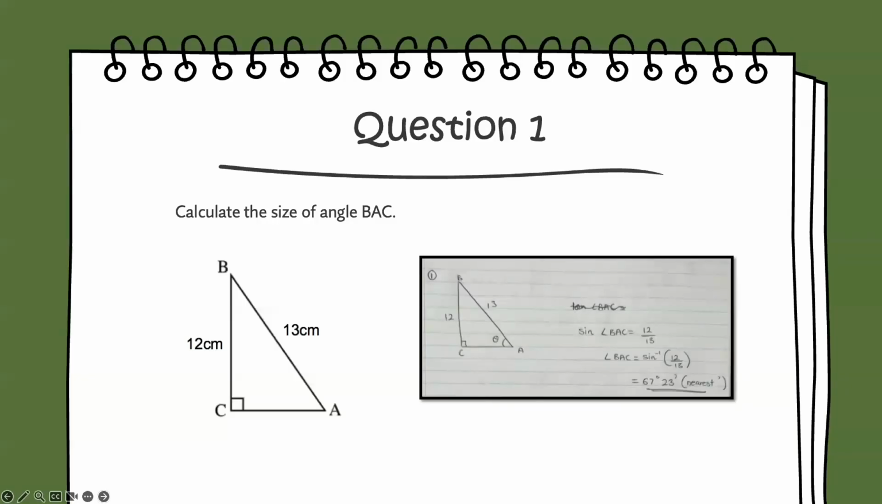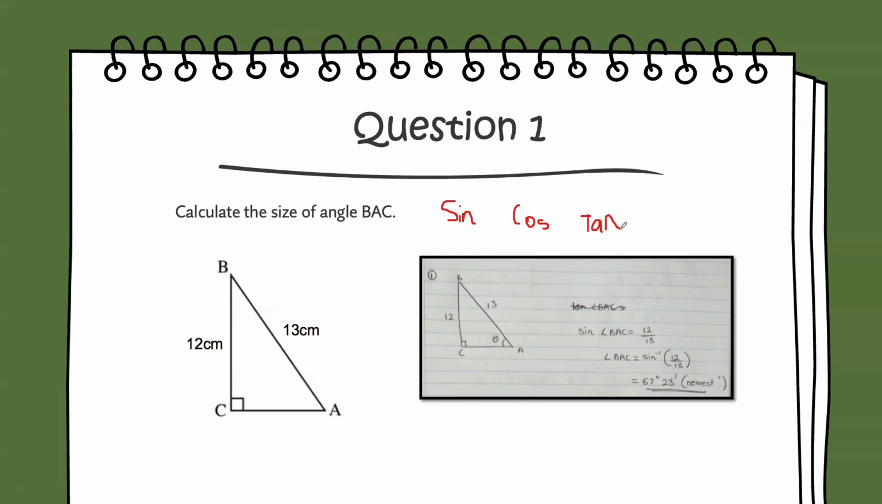So here we're looking at questions that involve using the trigonometric ratios. You've probably heard or seen of the three main trigonometric ratios we use. We have sine, cos, and tan. These trigonometric ratios are sort of an extension of the Pythagoras theorem.